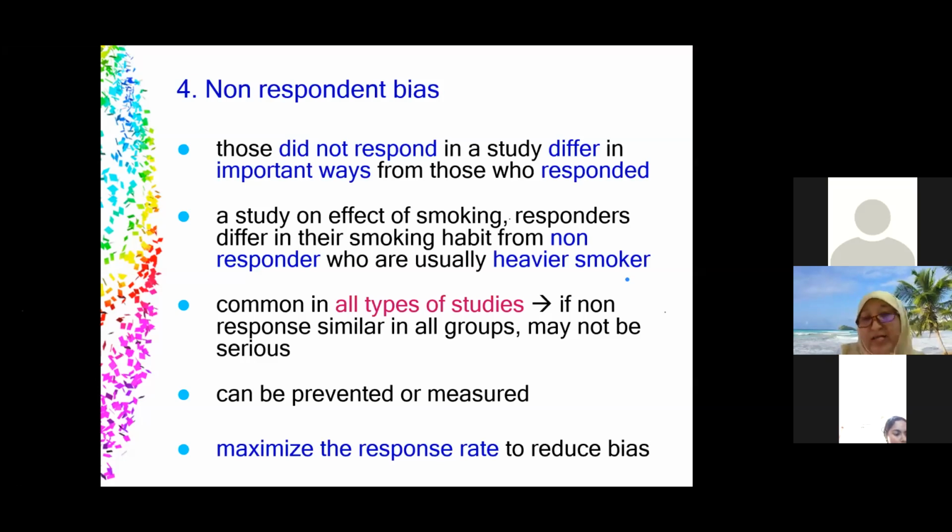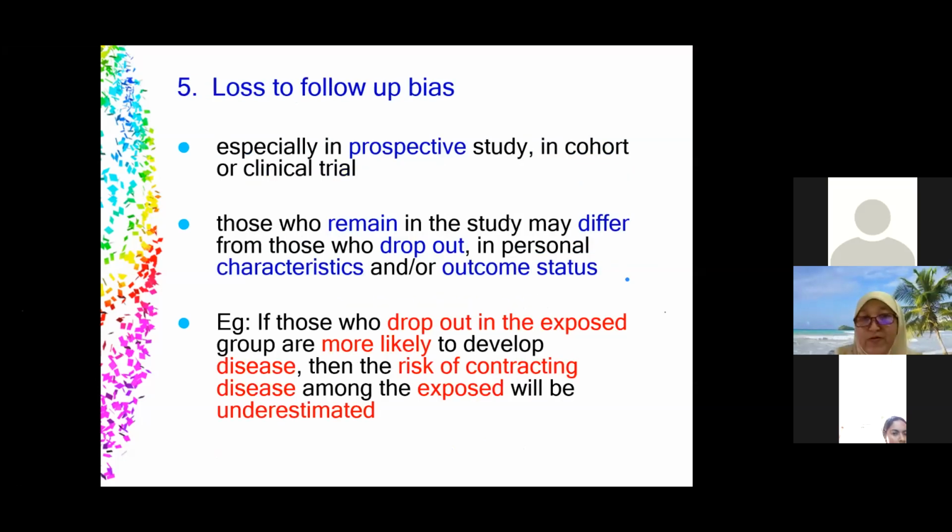How to prevent? Maximize the response rate. Now, loss to follow up, for a prospective study, those who remain in the study may differ from those who drop out. For example, if those who drop out in the exposed group are more likely to develop disease, then the risk of contracting disease among the exposed will be underestimated.